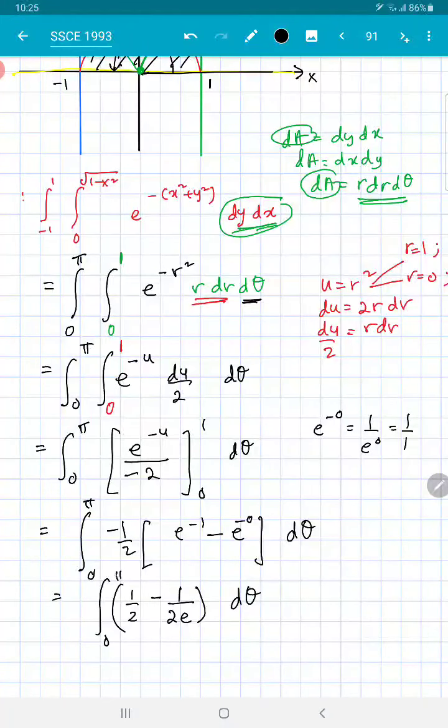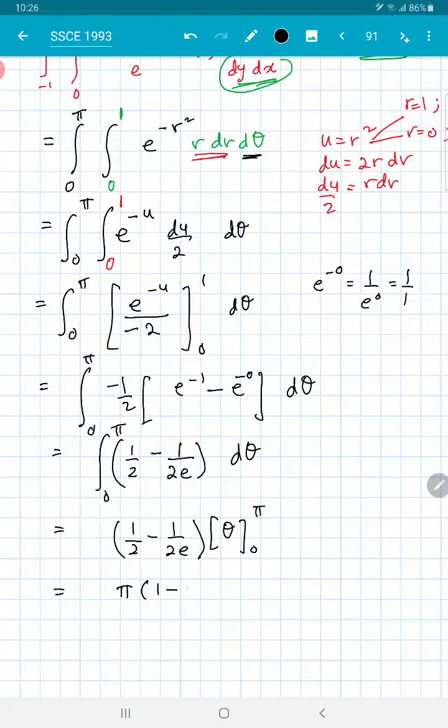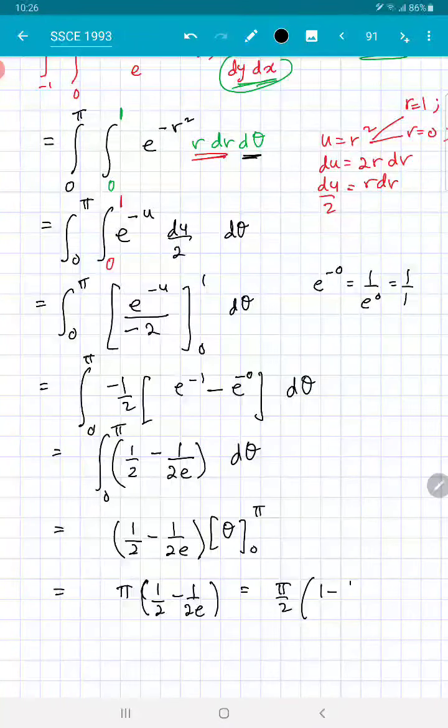Now integrate that with respect to theta. A half minus 1 over 2e is a constant, so you end up with the constant times theta, from 0 to pi. Replacing theta with the upper and lower limits, we get pi times a half minus 1 over 2e. Or you can factor a half out, then you have 1 minus 1 over e, or e to the power of negative 1.